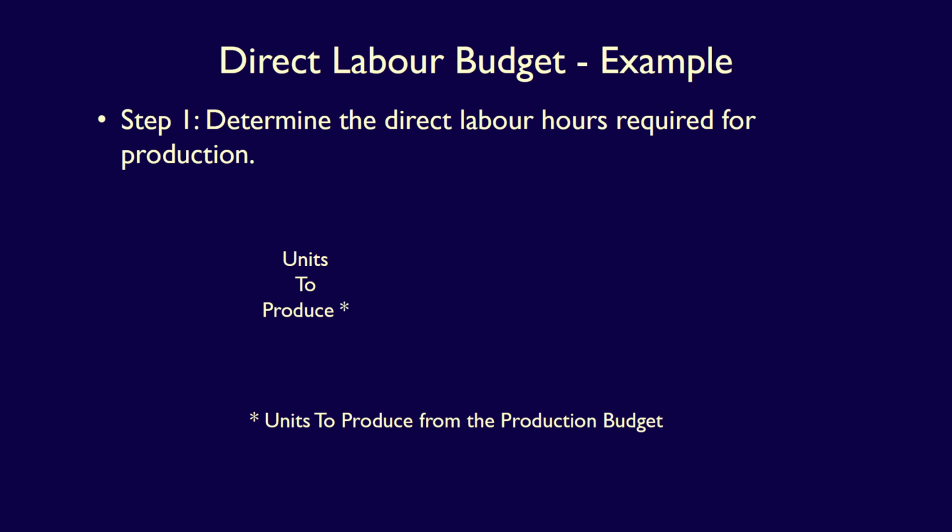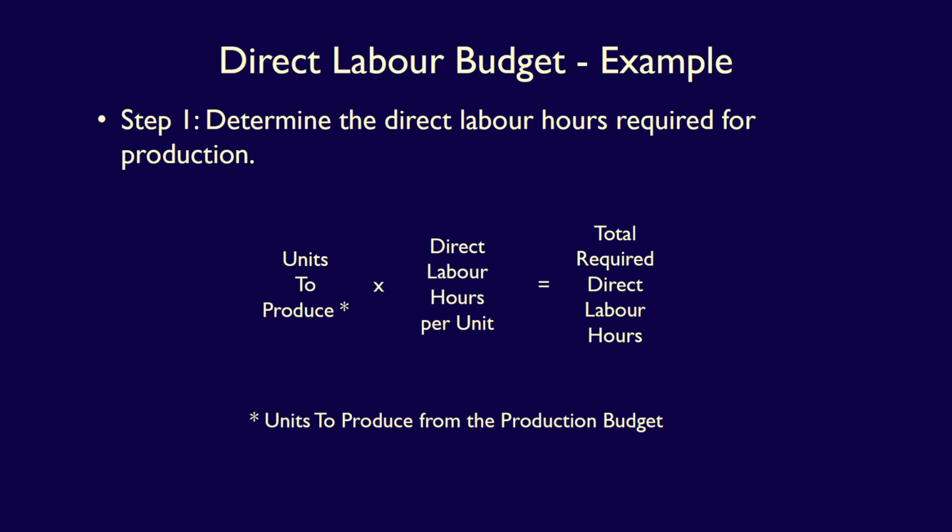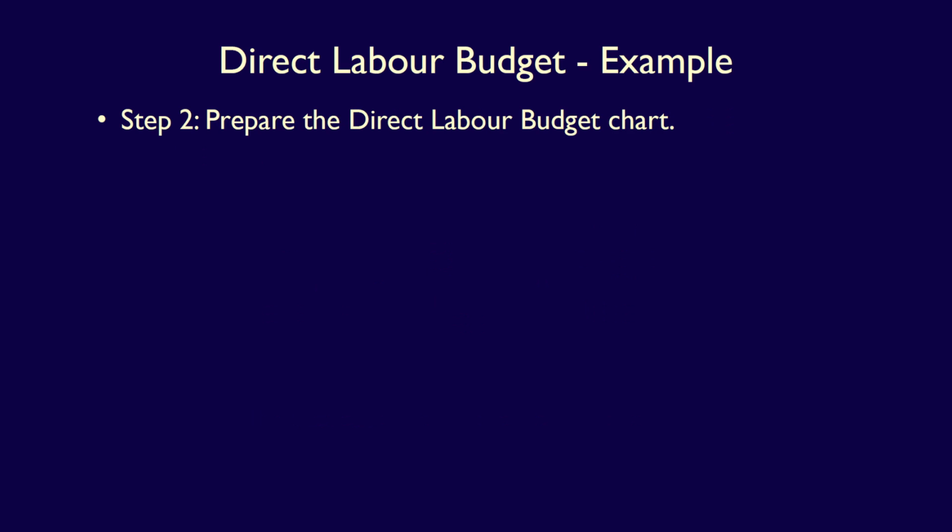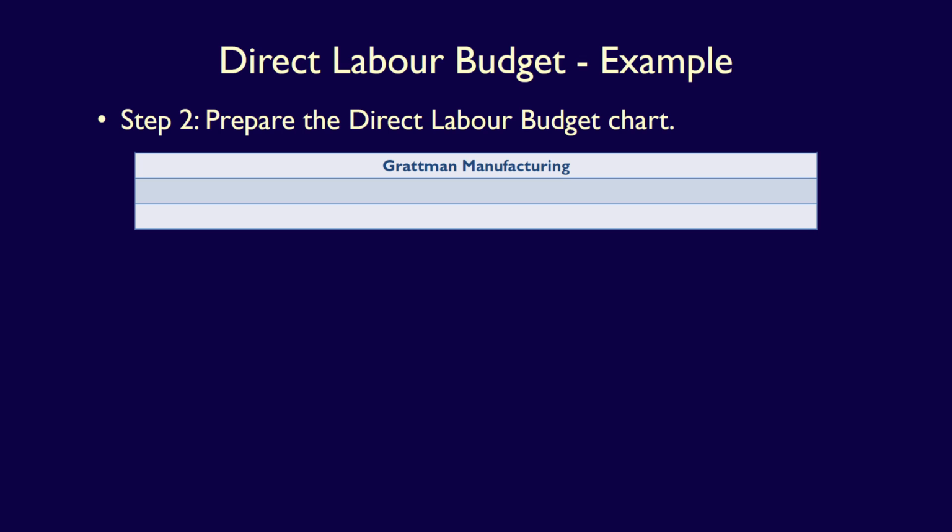We start with the number of units to produce, which of course we take from the production budget. We multiply it by the direct labor hours needed per unit produced, which will then determine the total quantity of direct labor hours needed for production. We'll apply this in step 2, prepare the direct labor budget using a chart. As always, we start with the title, including the company name, Gratman Manufacturing, then the name of the budget, direct labor budget, and the date for the quarter ended March 31st.